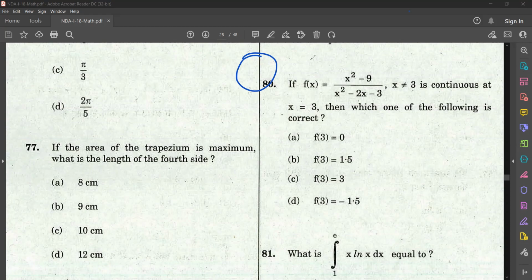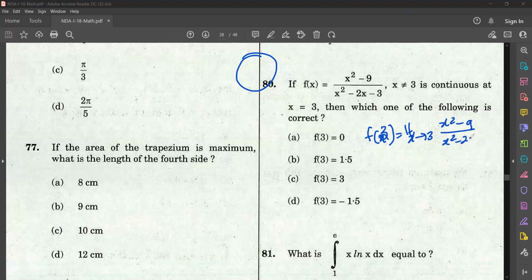Okay, all of you try. This is given that it is continuous at x equal to 3. So just apply the limit. They are saying that it is continuous at x equal to 3. So f of 3 is equal to limit x tends to 3, (x square minus 9) by (x square minus 2x minus 3), isn't it? Good.